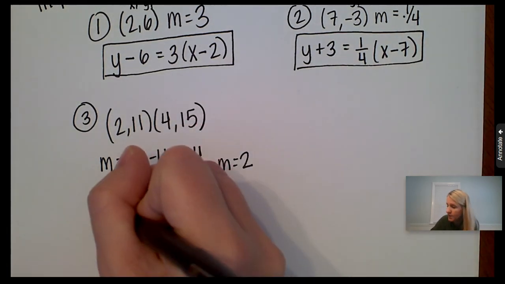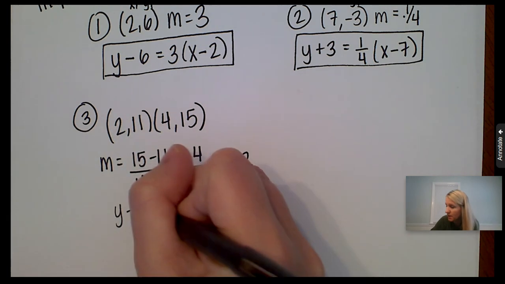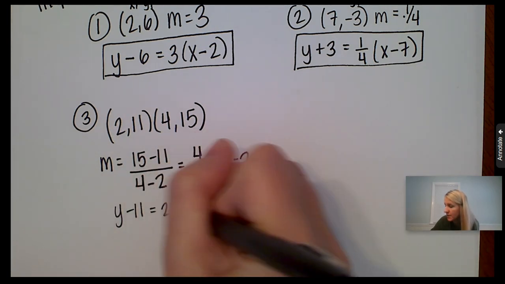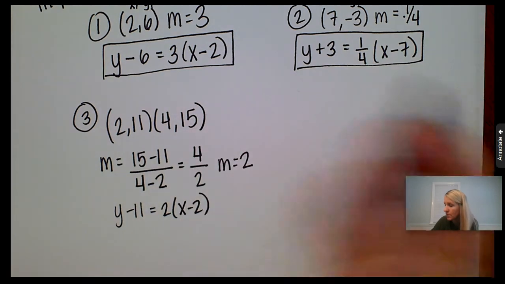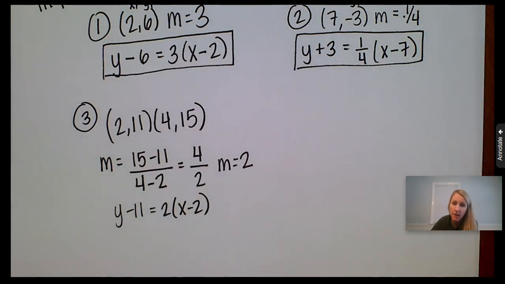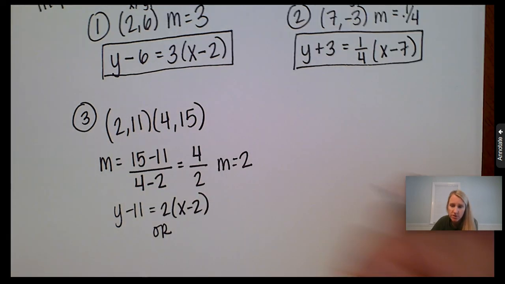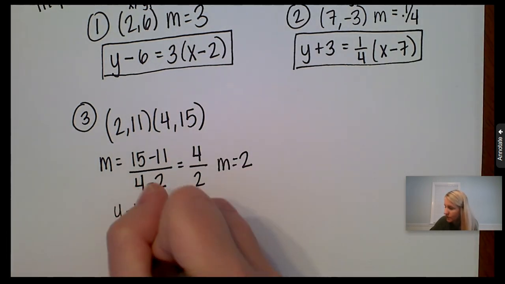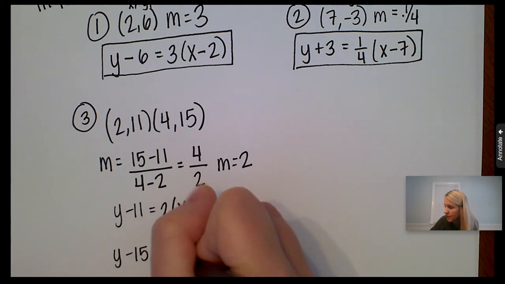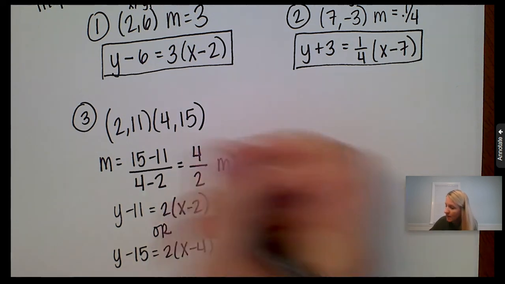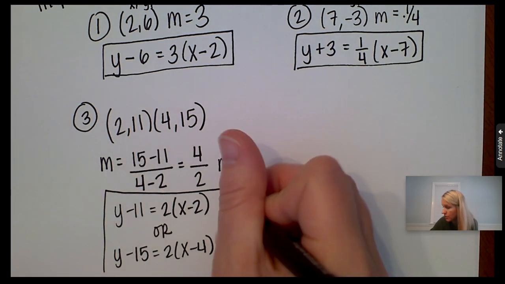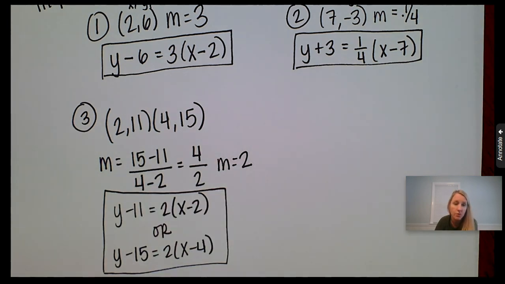So with the first point, it would be y minus 11 equals 2 parentheses x minus 2. So once again, I'm choosing that as my x1 and y1, and then that is my slope. Or you could do the second point, so it's just preference. Y minus 15 equals 2 parentheses x minus 4. You do not have to write both. I just wrote both in case some people chose one and some people chose the other. But you can choose either one.